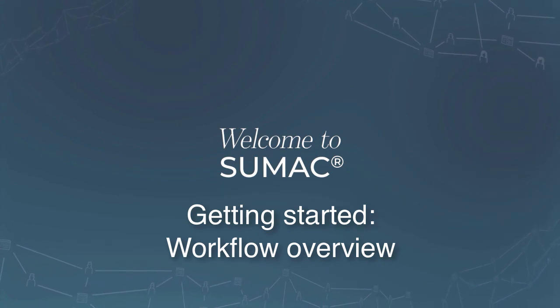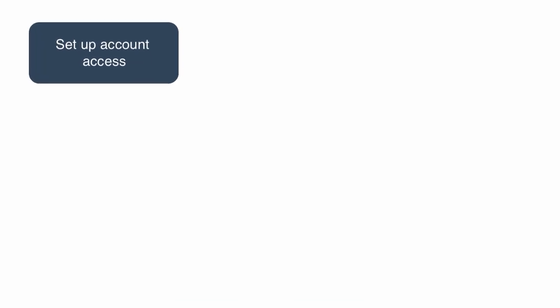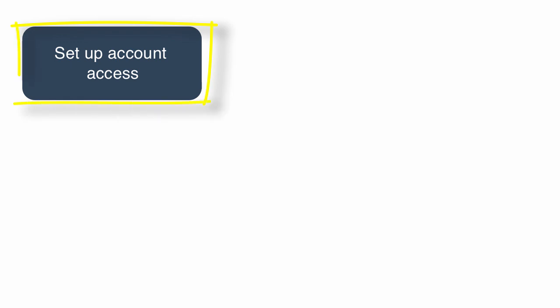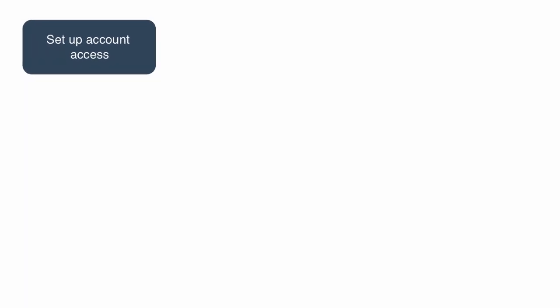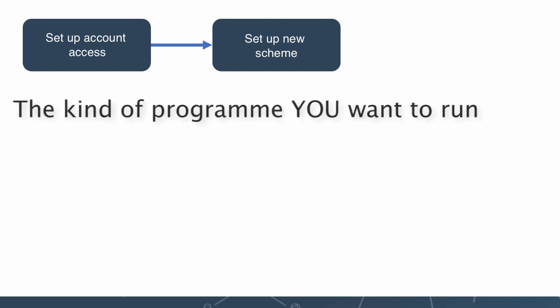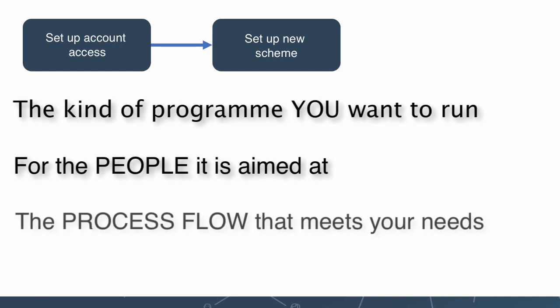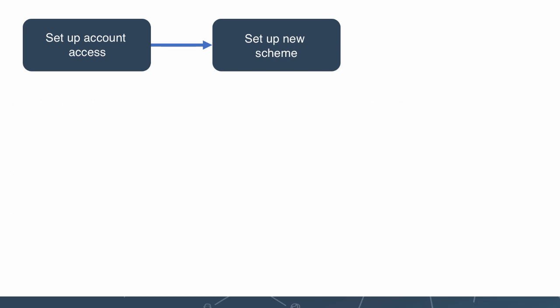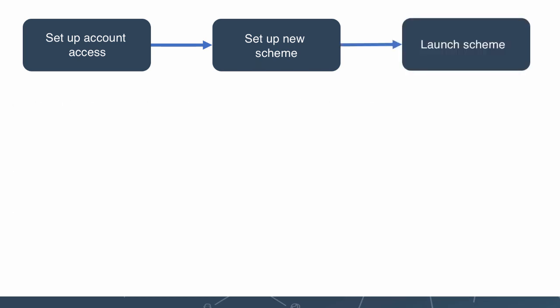With SUMAC, there's a logical workflow that takes you through the chronological sequence in which things happen in your mentoring program. We start here, at the beginning, by getting your access to SUMAC set up. Once you have access, you can start tailoring your first scheme, amending all the default settings so that they reflect exactly the kind of program you want to run for the people it's aimed at, with the process flow that meets your needs. When you're ready, you can launch your scheme, and members can start registering to participate.